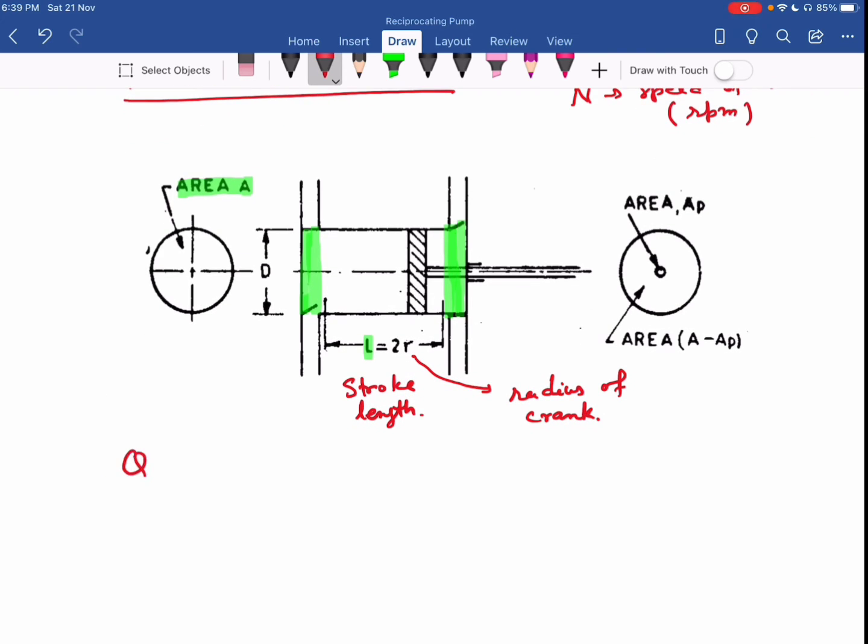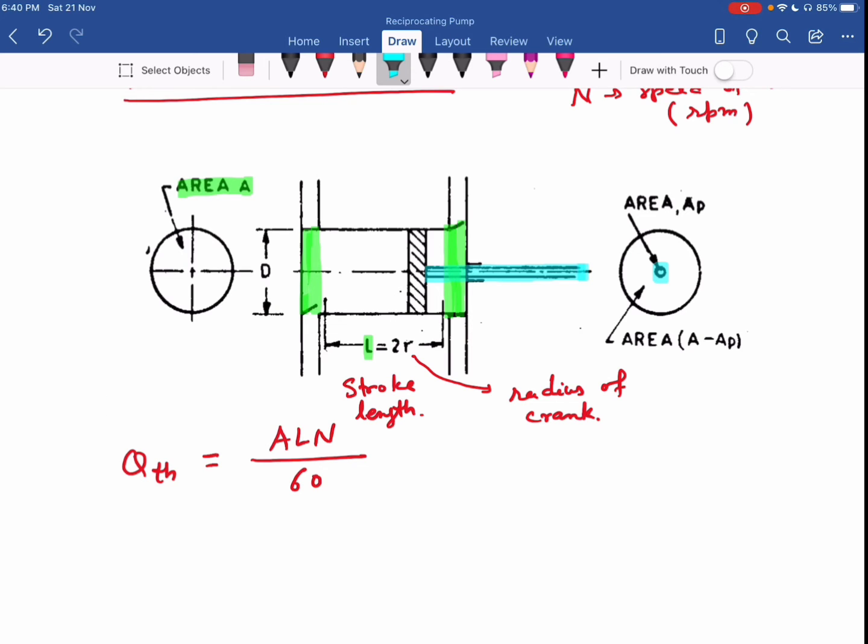Now I can write the formula for discharge. That is my Q theoretical, the theoretical discharge, which I can write as ALN divided by 60. The discharge through the pump per second is equal to the area into the stroke length into the RPM divided by 60. In this case, I neglect the thickness of the piston rod. This is my piston rod.